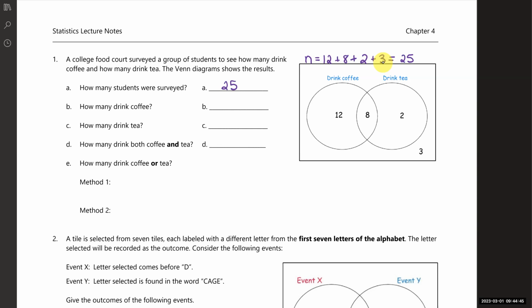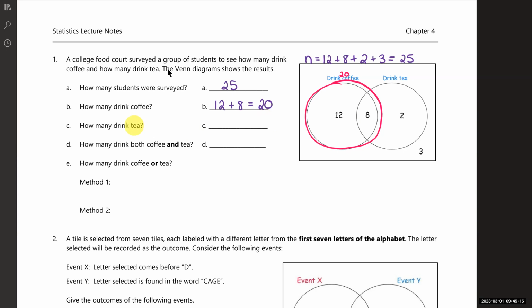And then how many drink coffee? So everybody that's part of the coffee circle, and I'm just going to circle it here in red. So 12 students plus 8, and I'll just write outside my circle, then that would be a total of 20 people inside the coffee circle. So there's a reason I'm going to write down 12 plus 8 over here, but that is again 20.